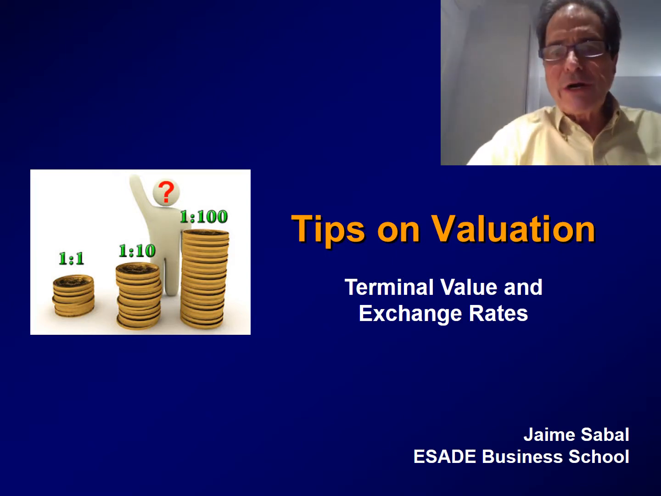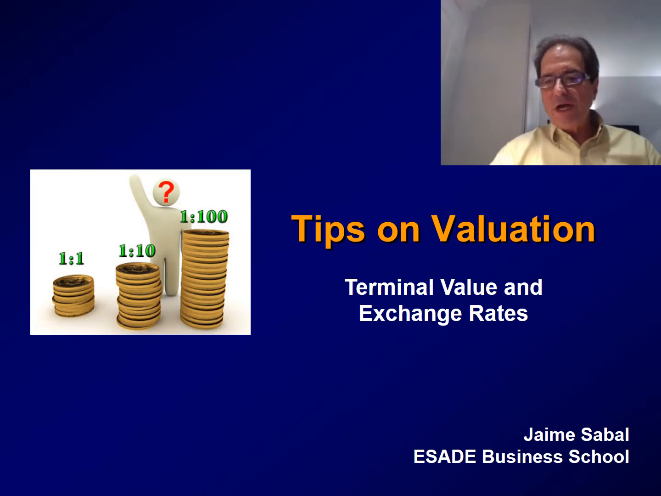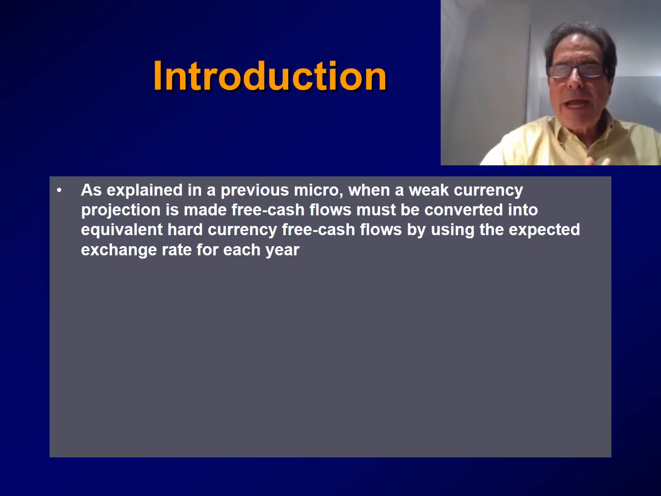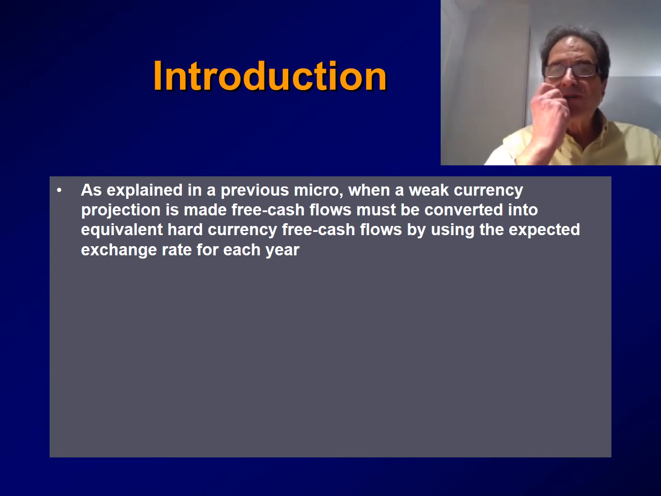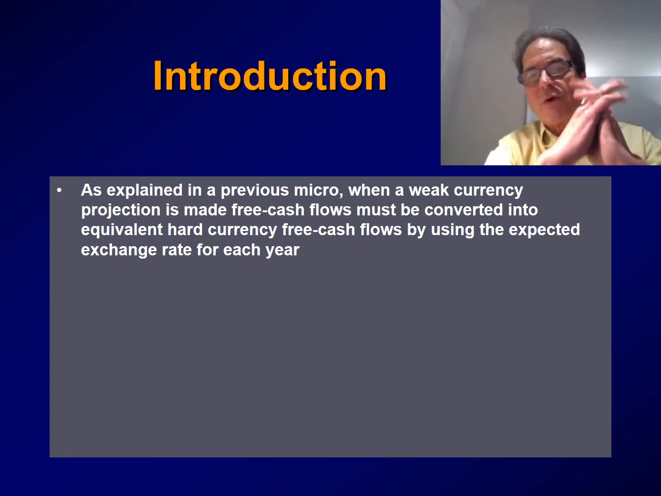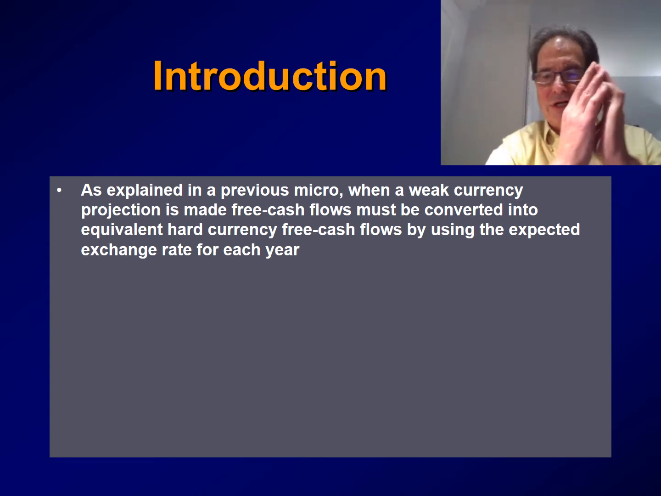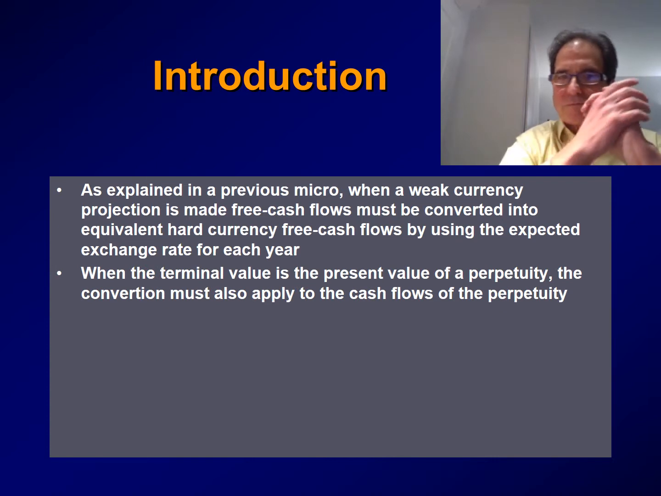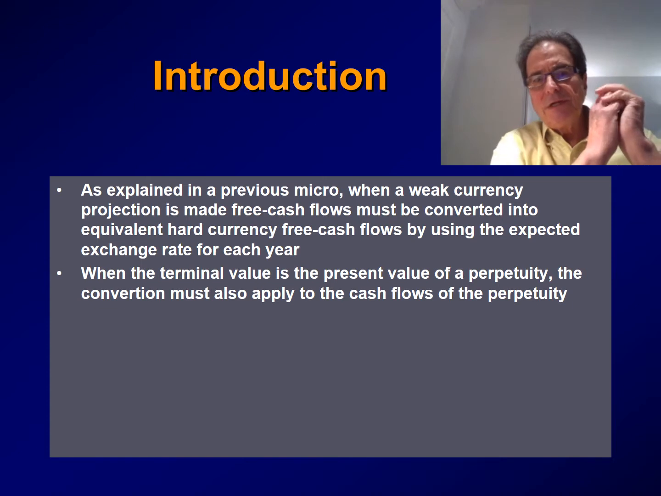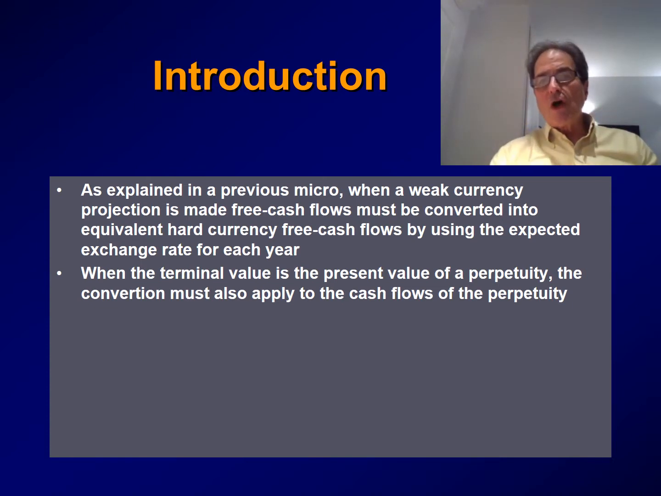In this opportunity, we are going to talk about terminal value and exchange rates. As was explained in a previous video, when a weak currency projection is made, free cash flows must be converted into the equivalent hard currency free cash flows by using the corresponding exchange rate for each year. When the terminal value is the present value of a perpetuity, the conversion must also apply to the cash flows of the perpetuity.